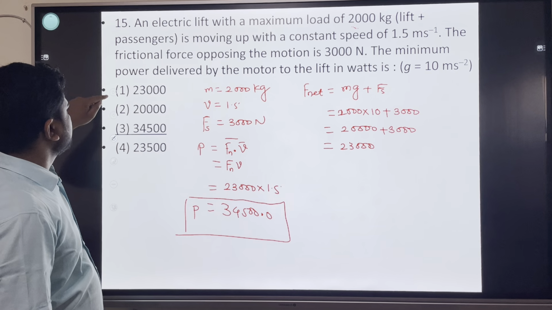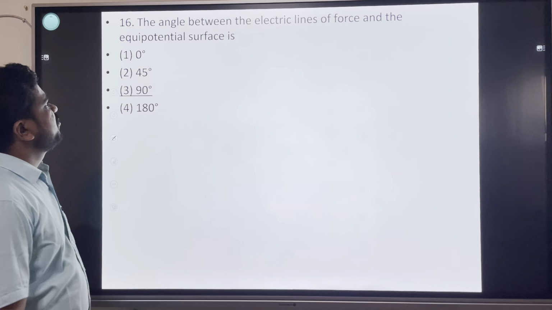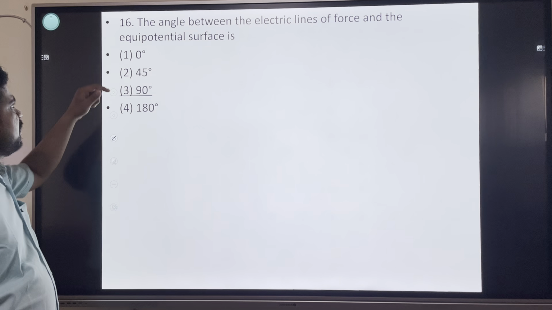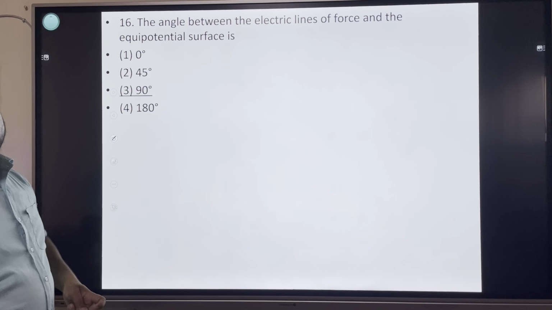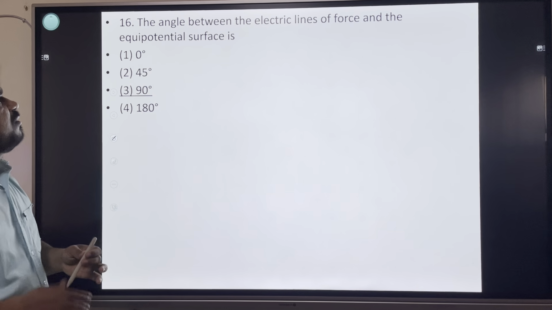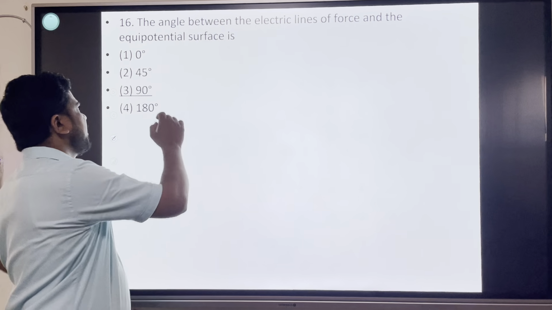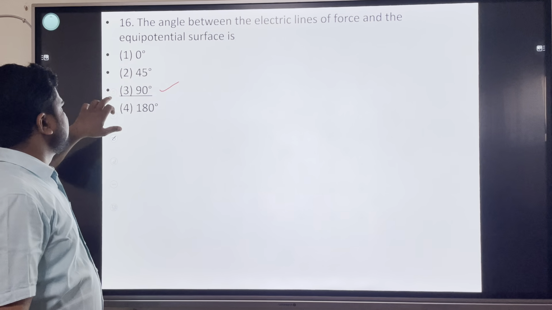Next question. Angle between the electric line of force and the equipotential surface is always 90 degrees. They are normal. Equipotential surface and electric lines of force are normal to each other. Electric lines of force are normal to the equipotential surface, a 90 degree angle.